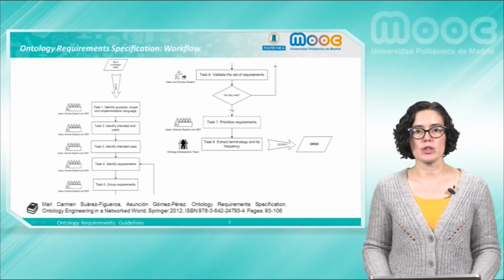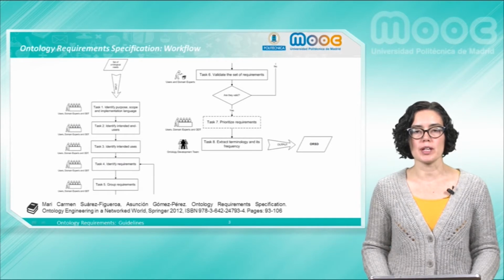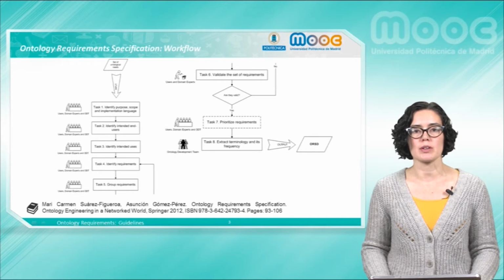The new methodology, described in detail in Module 3, proposes as part of its methodological guidelines the guidelines for the Ontology Requirement Specification activity. These guidelines are based on a workflow that consists of 8 tasks. These tasks involve people with different profiles and experiences. Now, we are going to detail the main tasks to be performed during the Ontology Requirements Specification activity.